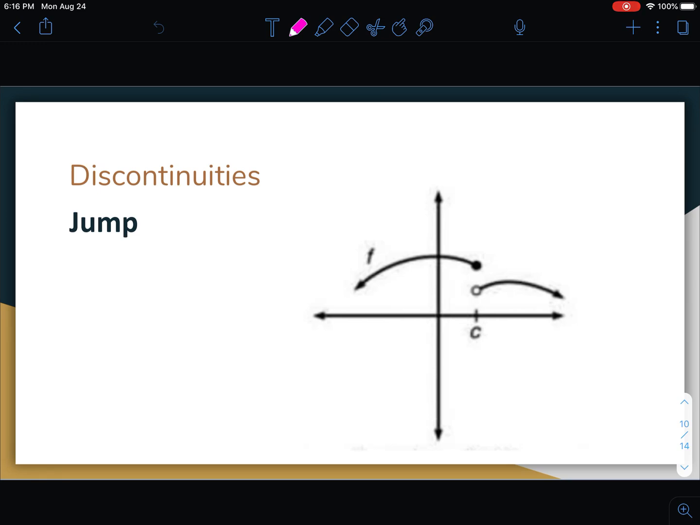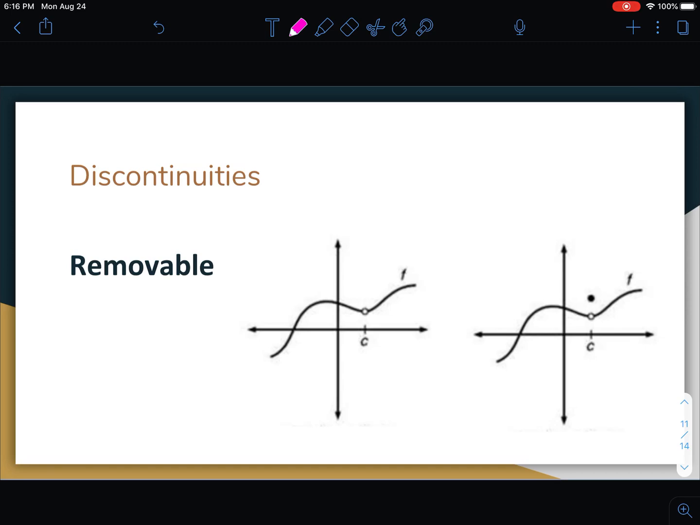There are 3 of them that you will learn this year. So there's a jump discontinuity, and it's just like it sounds. So this is going right here, and then let's say we're coming from the left to the right, we would jump down. There happens to be an open circle here, and we would continue on our way. So a jump discontinuity would look something like this, and we've had examples like this recently.